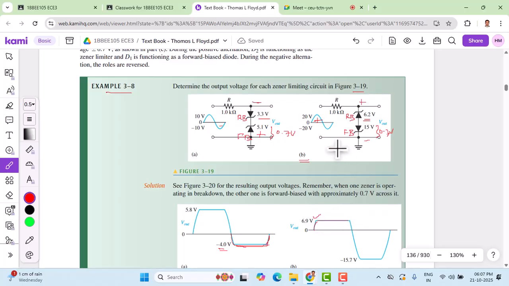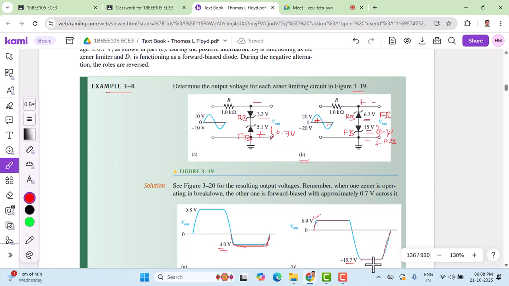When the negative half cycle is applied, the polarity becomes minus and plus here, and the upper diode becomes forward biased and the lower diode becomes reverse biased. 15 volts is maintained now. 15 plus 0.7 becomes 15.7. So the signal will drop to the level of minus 15.7 volts, and thereafter it stays constant. And when the input signal goes positive, the corresponding output signal also goes positive.